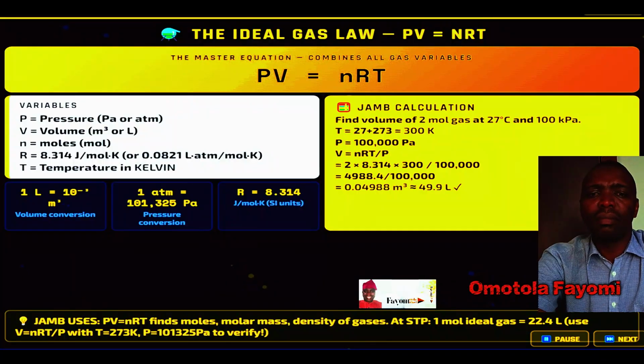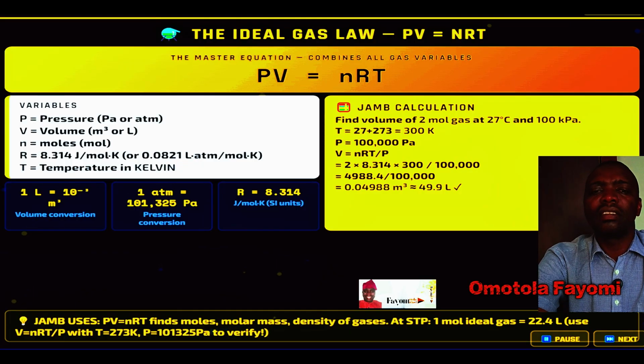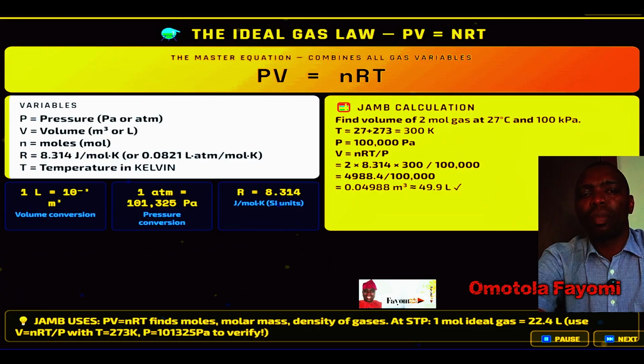Now we have the master equation of gas law. PV equals nRT. This is the ideal gas law, and it introduces moles into the equation for the first time. P times V equals N times R times T. P is the pressure in pascals, V is the volume in centimeter cube, N is the number of moles, R is the universal gas constant 8.314 joules per mole Kelvin in SI unit, or 0.0821 liter atmosphere per mole Kelvin if you use liters and atmospheres, and T is always in Kelvin.